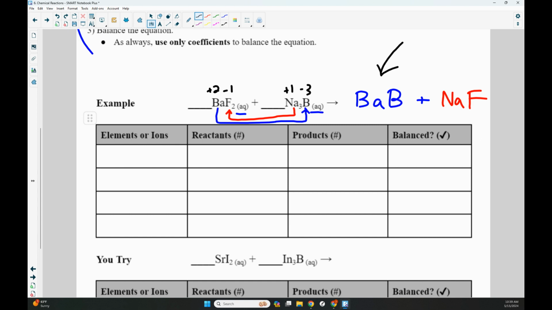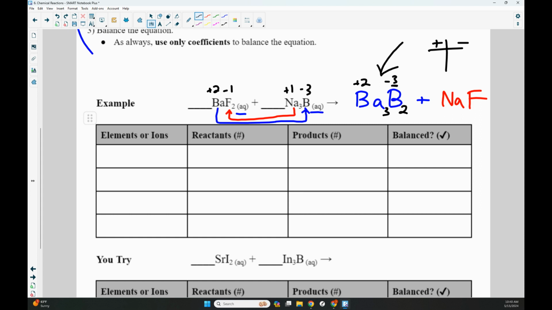So we look at our charges. We've got +2 for barium, and we've got -3 for boron, and we're going to do our crisscross. So the charge of barium is going to become the subscript for boron, and the charge of boron is going to become the subscript for barium. You can also, of course, make yourself a plus and minus T chart and work it out that way, and you'll see now that this is a neutral compound.